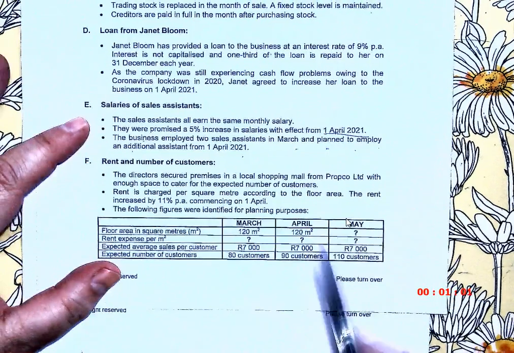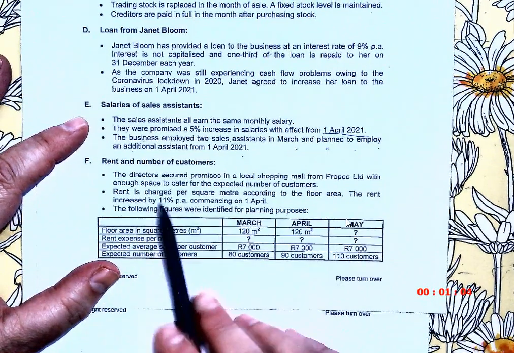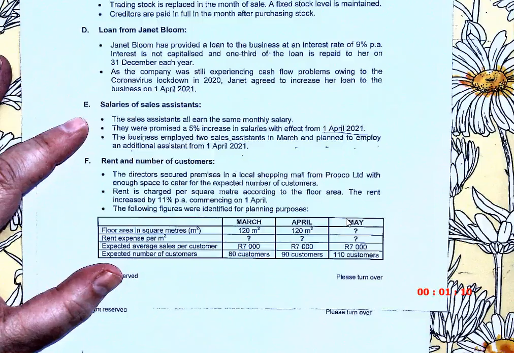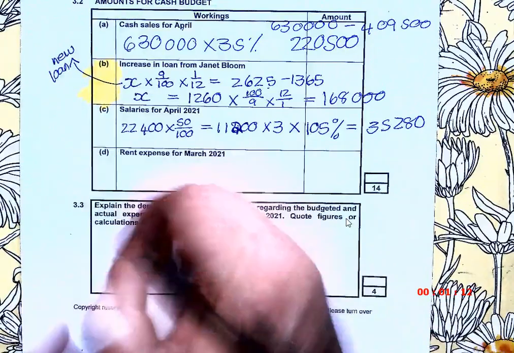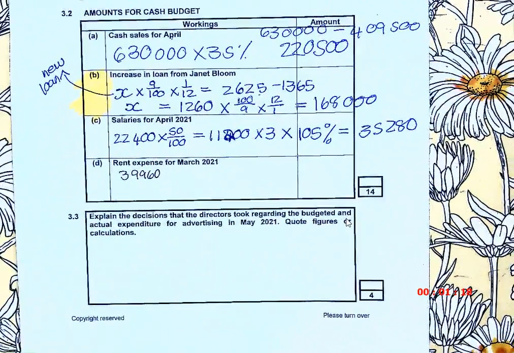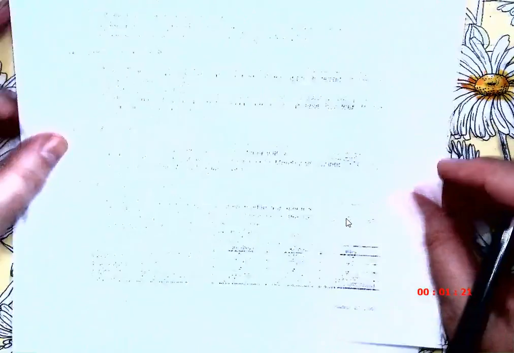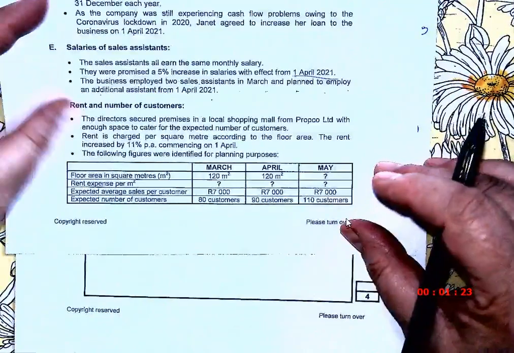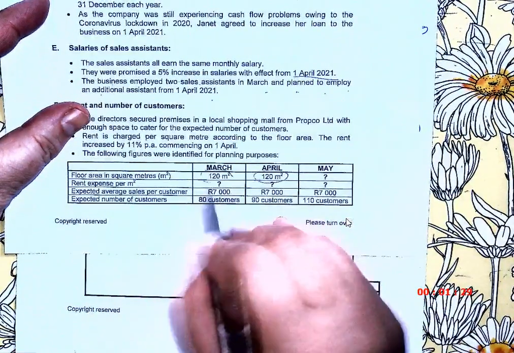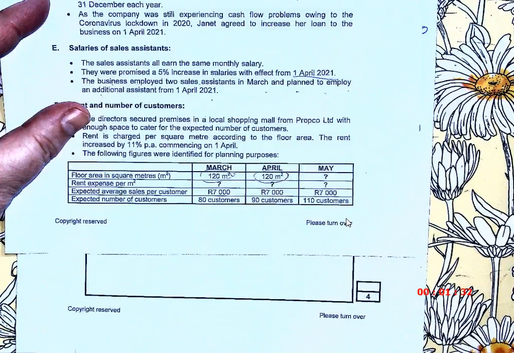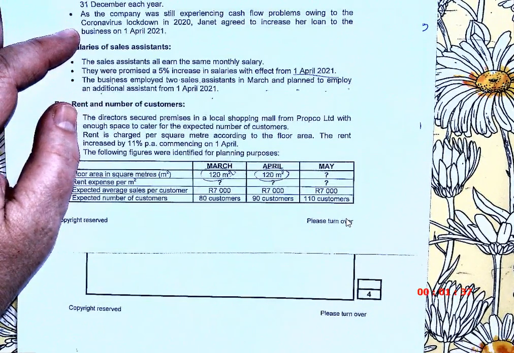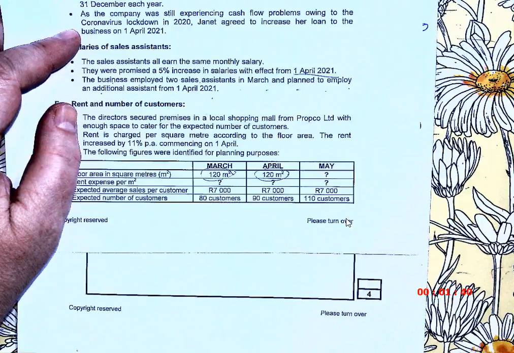Now they say the rent increased 11% per year commencing April. I need to calculate March, meaning they give me April is 39,960, but it's already including the increase. Now, the following figures were identified. Can you see April and March were both the same square meters? So we don't have to go, if it weren't the same, I would have had to calculate how much it is per square meter. But it didn't change.